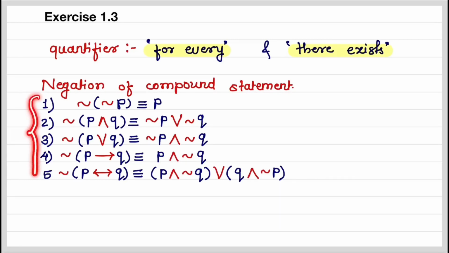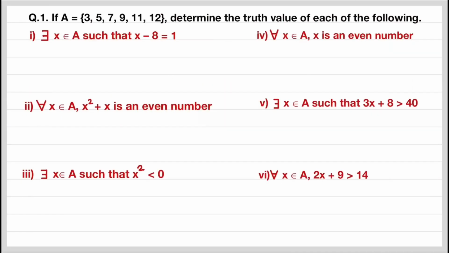Using these laws, we have to find negation of given compound statements. We will start with question 1. Here set A is given. Using this set A, we have to find truth value of the following quantified statements. First one: there exists x belonging to A such that x minus 8 is equal to 1. To determine the truth value of this statement, we have to solve this equation. Solving this equation, we get x is equal to 9, which belongs to set A.